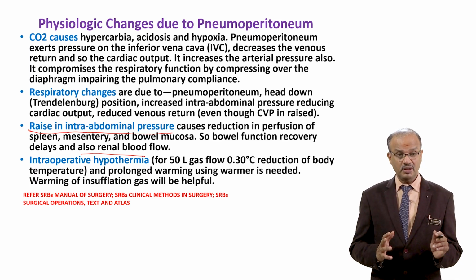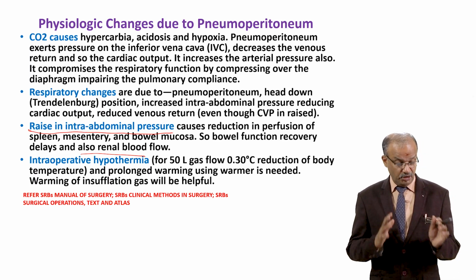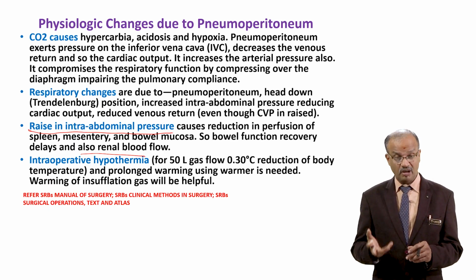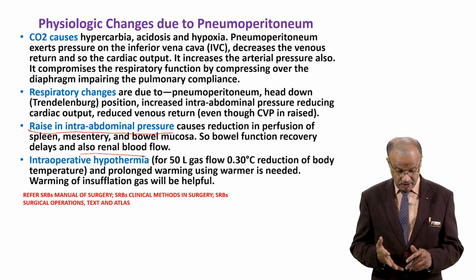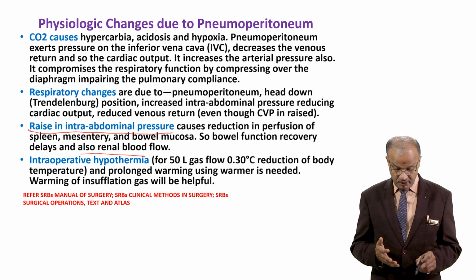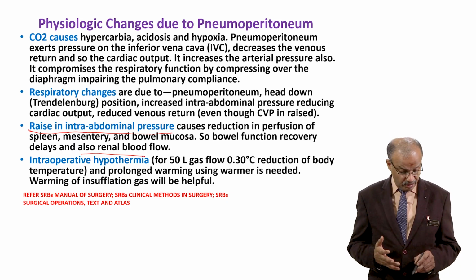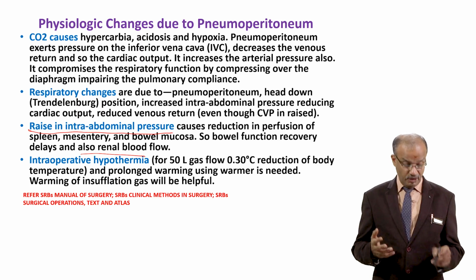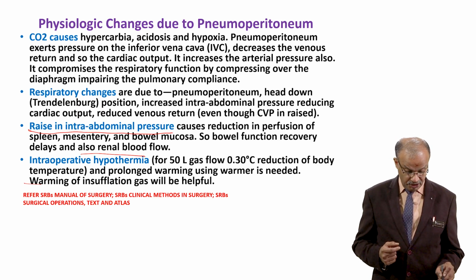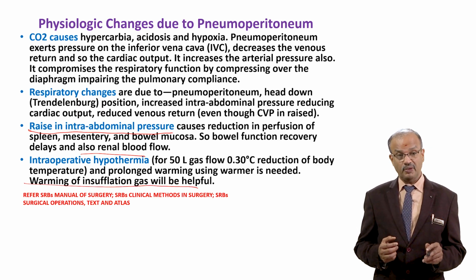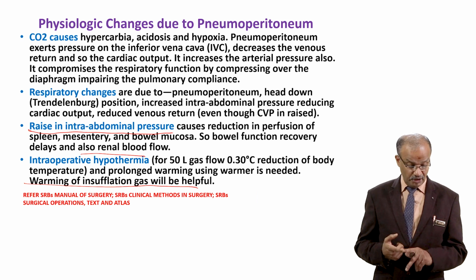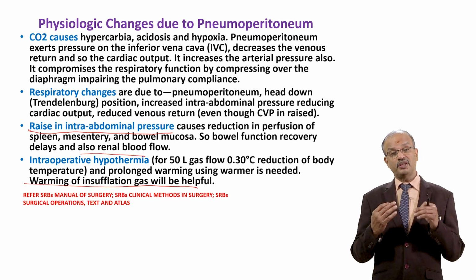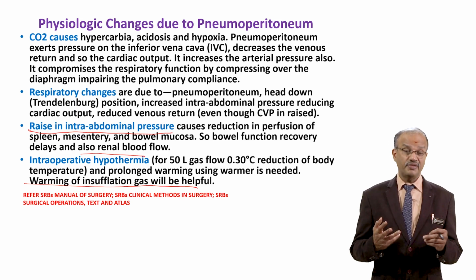So hypothermia, perfusion, respiratory changes, carbon dioxide, hypercarbia and carbon dioxide intoxication. All these things are rare problems sometimes. Reduction in the temperature of the body occurs when you use carbon dioxide gas flow. So warming is important. Warming of the insufflation gas also may be helpful. So hypothermia, hypercarbia, respiratory problems, raised intra-abdominal pressure, reduced perfusion of the organs and bowel.